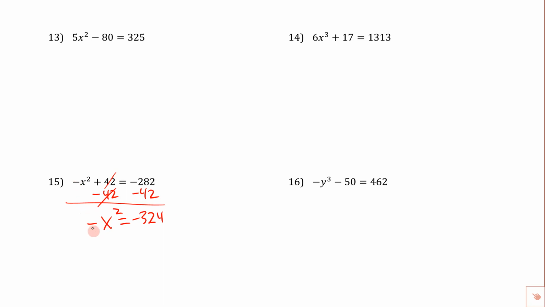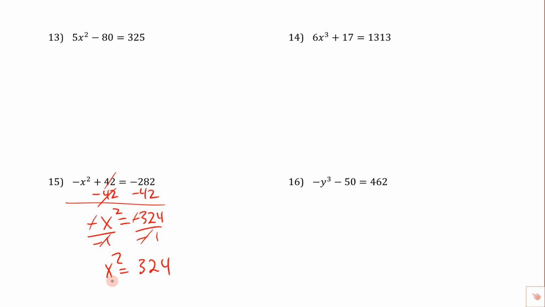Again, if you miss that negative 1 as a coefficient on the x squared, that's going to completely change the problem. So please make sure you're careful with that and keep those around. We're going to go ahead and divide both sides by negative 1, or you could just as well multiply by negative 1. Either way, we're going to get x squared equals 324. So we've got the x squared, the squared variable, completely isolated.